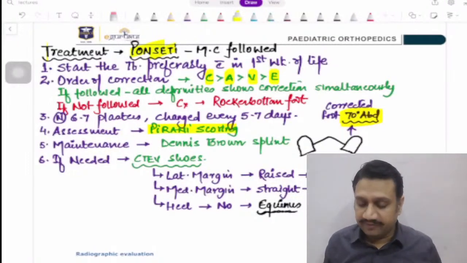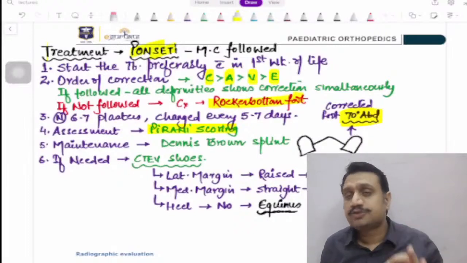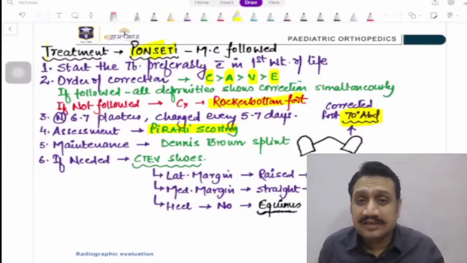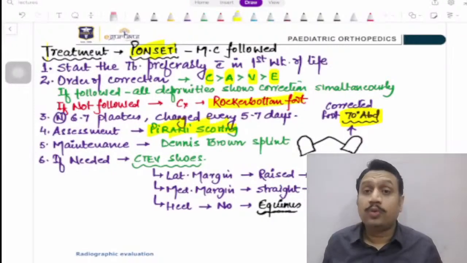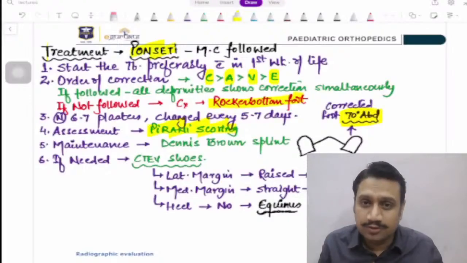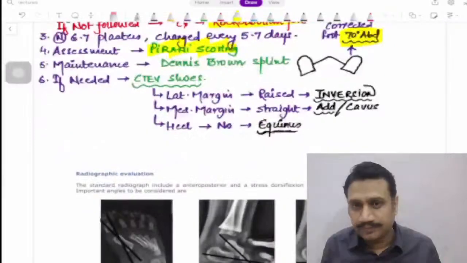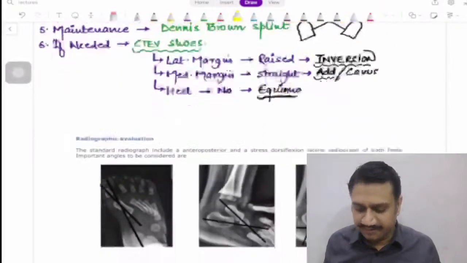If you don't follow care, there is a possibility of developing rocker bottom foot. Normally, 6 to 7 plasters, changed every 5 to 7 days. How to assess the correction? By Pirani scoring. Once the foot is corrected, then Denis Browne splint. And once the child is walking, then we go for CTEV shoes. Right? CTEV shoes have some features.